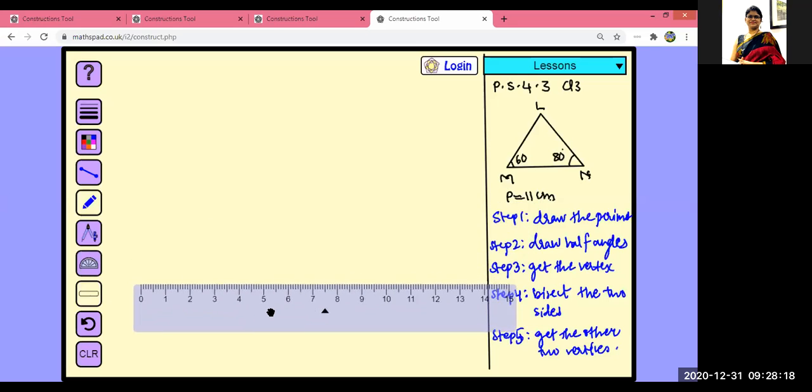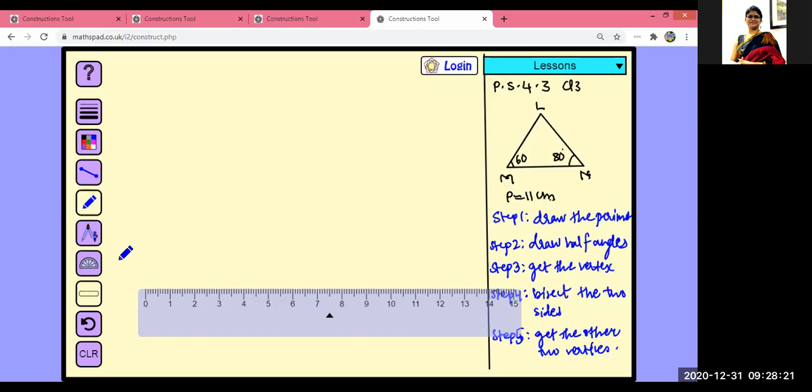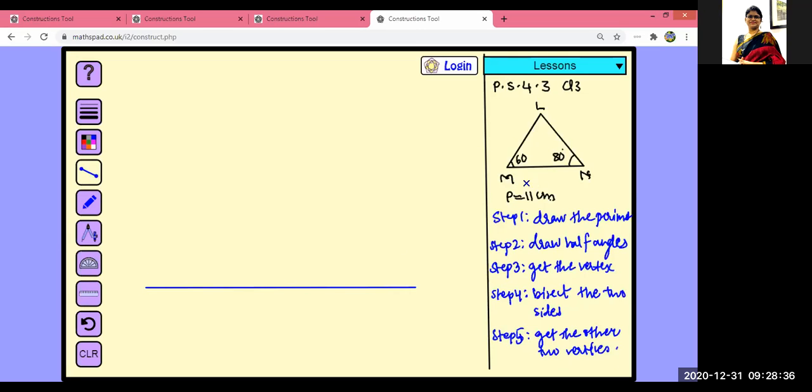We start with drawing the perimeter, which is 11 centimeters. So here we start at 0 and draw an 11 centimeter base, correct? And since the name of this triangle is LMN, we have to use any other alphabets, let's say X and Y. Okay, and next step is to draw half angles. So half of 60 would be 30 and half of 80 would be 40.